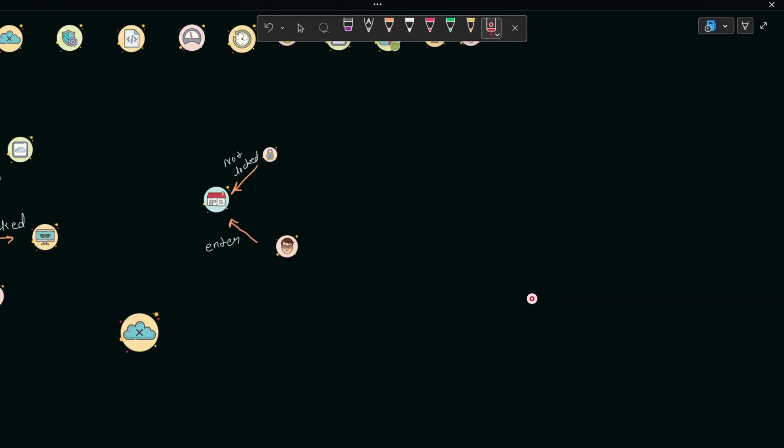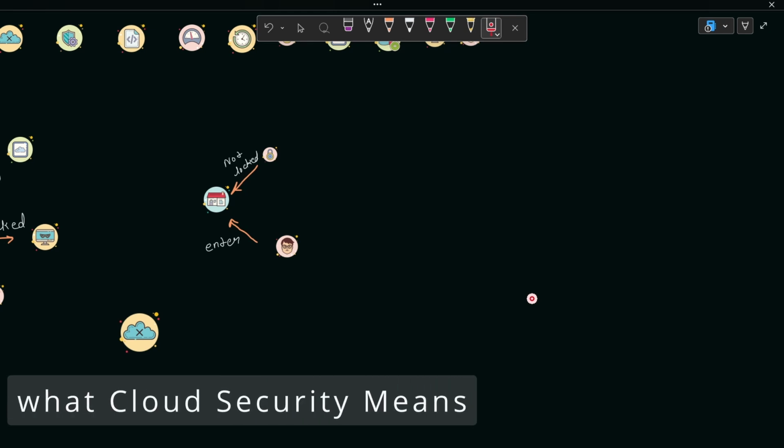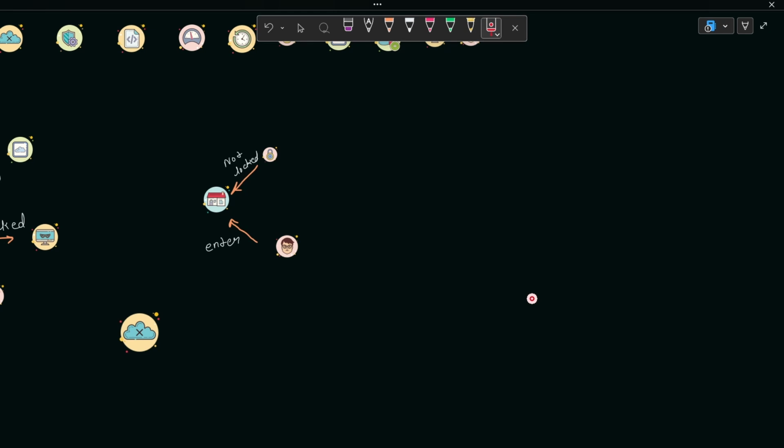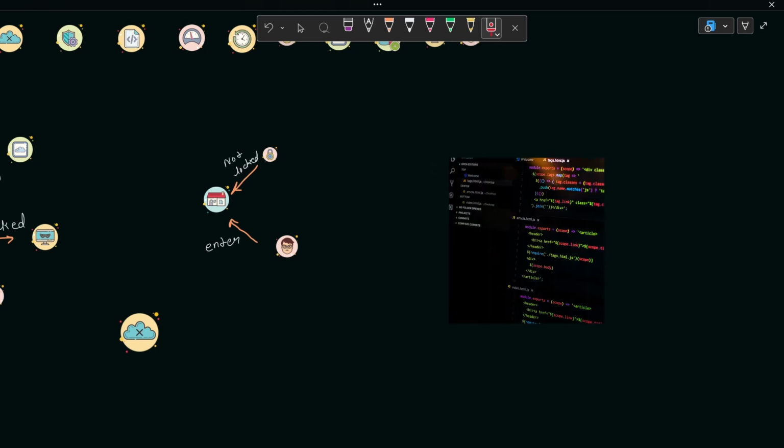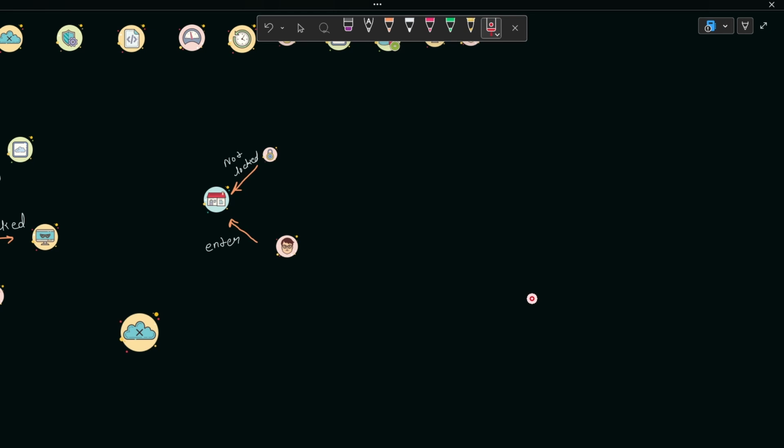Now let's understand what cloud security really means. Cloud security means ensuring that cloud resources are properly configured, not publicly exposed by mistake, using secure access control, and following best practices. It is not about writing complex security code, it's about making safe configuration choices and continuously checking them.